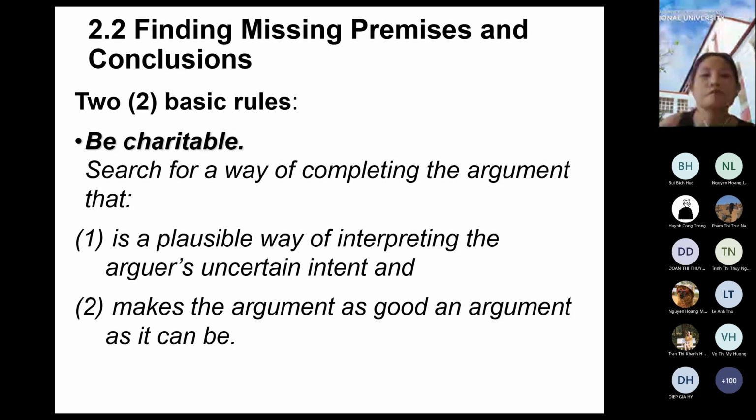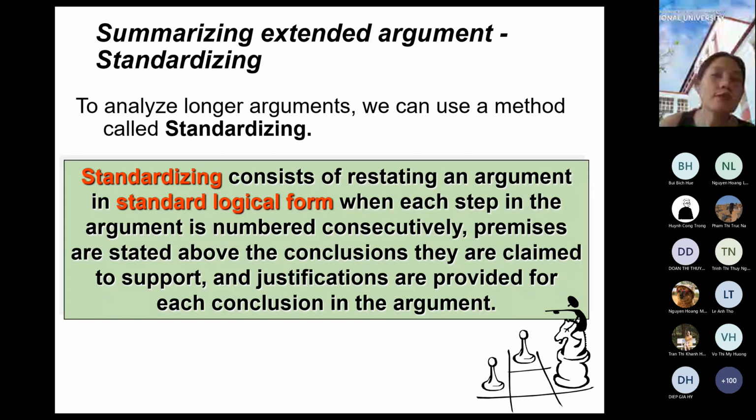Okay. Now, when we do the summarizing of longer arguments, there is another term, we call it standardizing. So by today, at least you see that you deal with verbs like summarizing, standardizing in this slide, or diagramming, analyzing. Okay, so these verbs will teach us what this and that mean. So you need to at least remember the definitions of those terms. Okay, so in analyzing longer arguments, we use the method of standardizing. And here is the definition of standardizing.